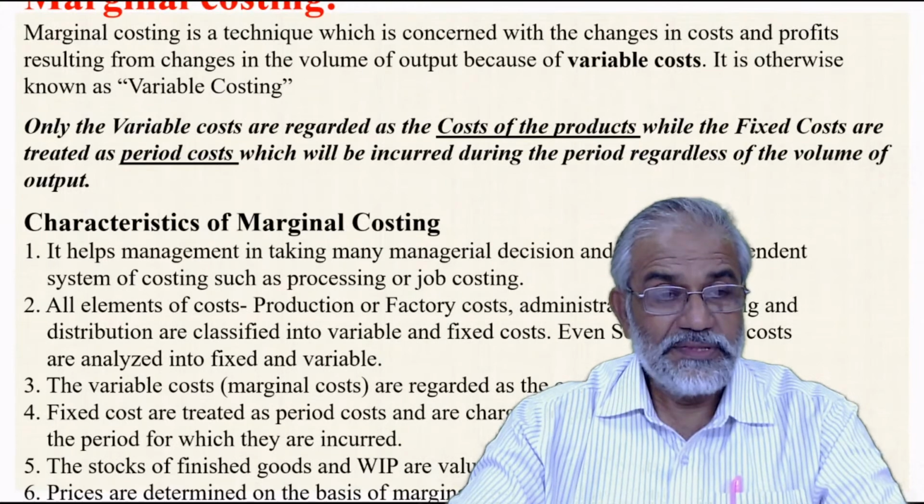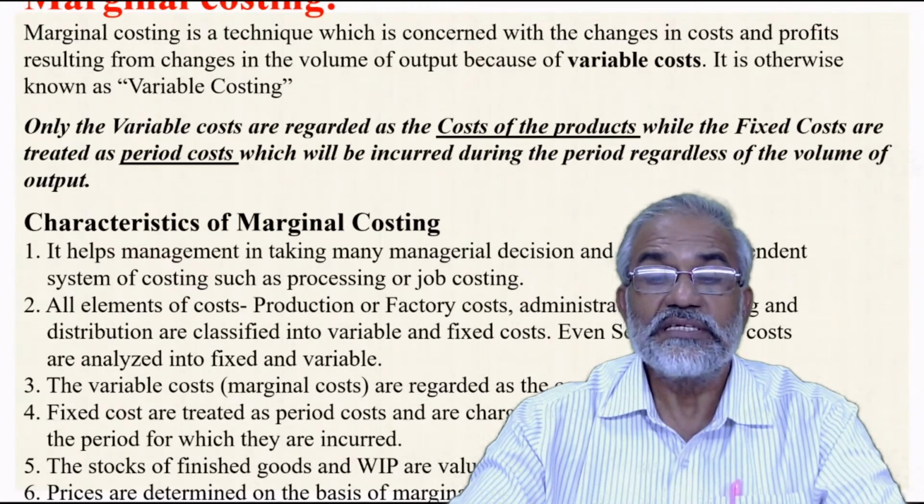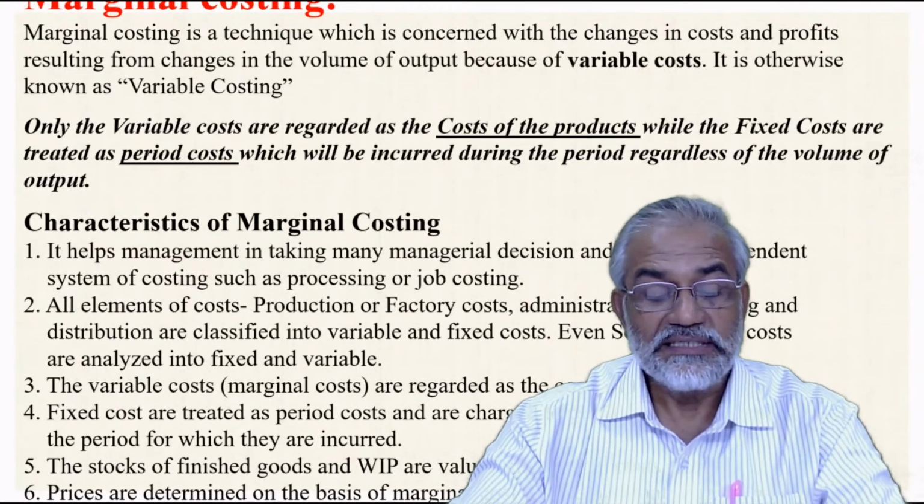The fifth characteristic of marginal costing is that the stocks of finished goods and work in progress are valued at marginal cost only.